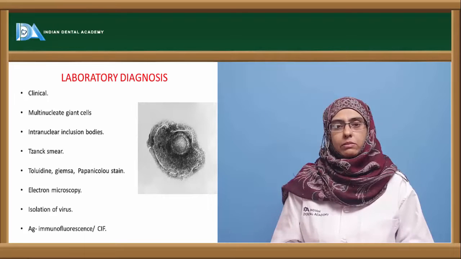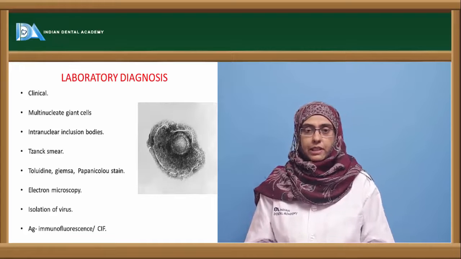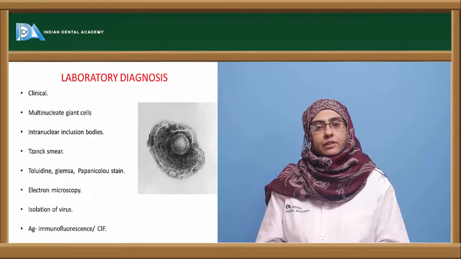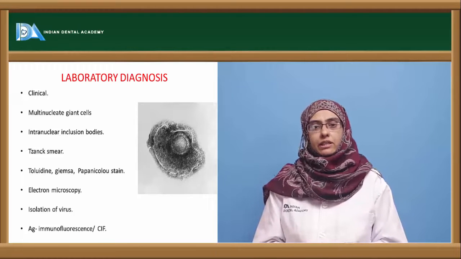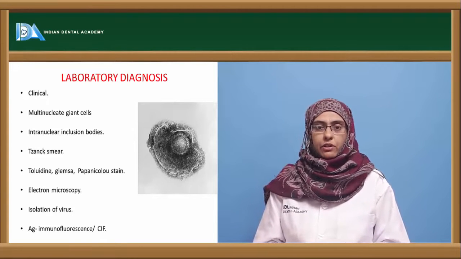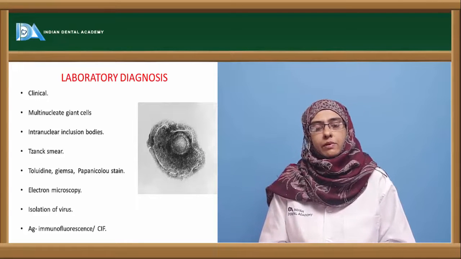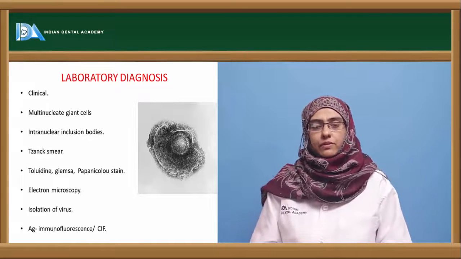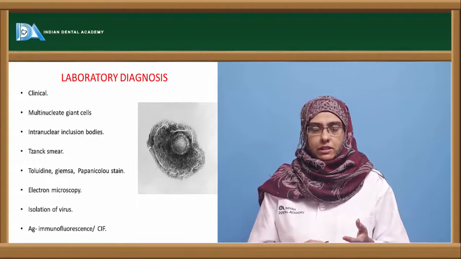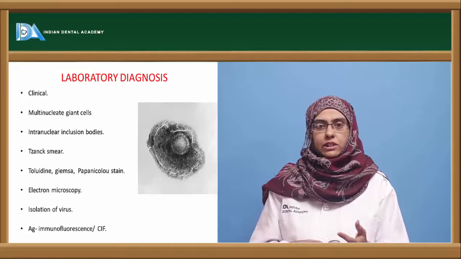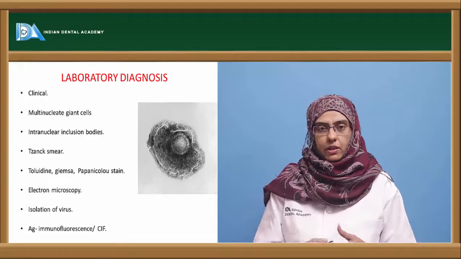Next, you can go with the lab diagnosis for the identification of the organism. The lab diagnosis should be completely based on the clinical background, and identification of multinucleate giant cells in the cell culture helps in identifying the organism. The production of intranuclear inclusion bodies by this organism can be demonstrated with the help of a Tzanck smear, making use of different stains. You can go with the Giemsa stain, the toluidine stain, or the Papanicolaou stain. These are the three stains used to identify the intranuclear inclusion bodies produced by the organism.